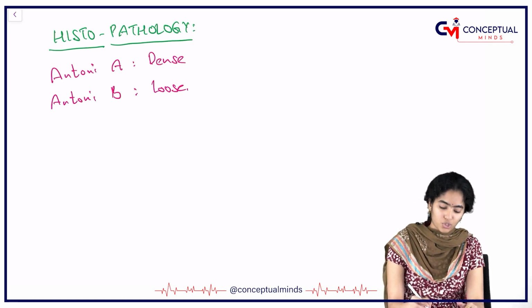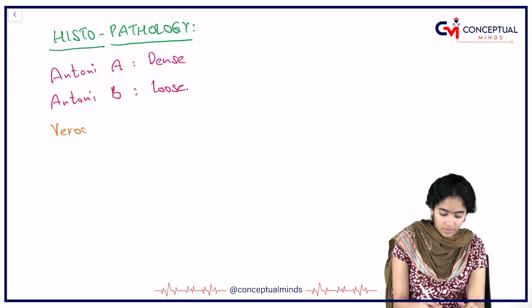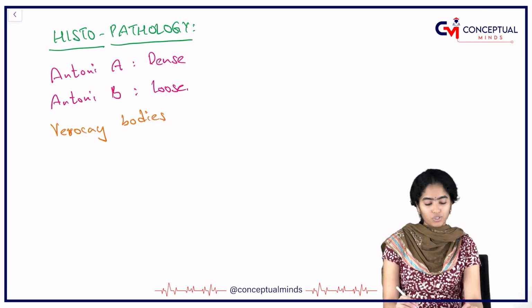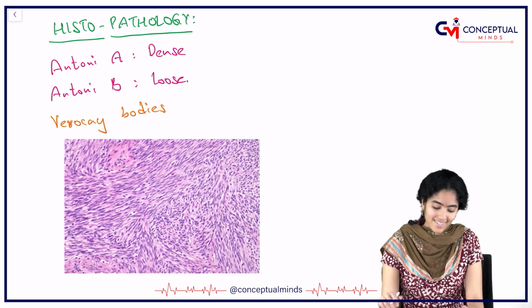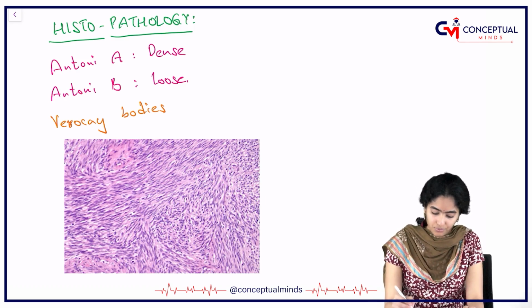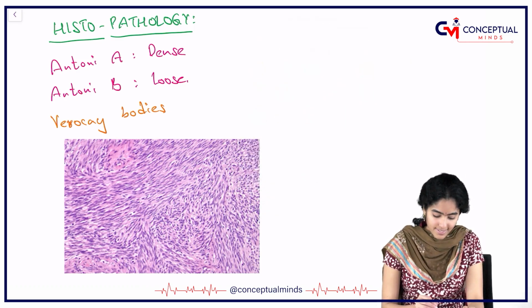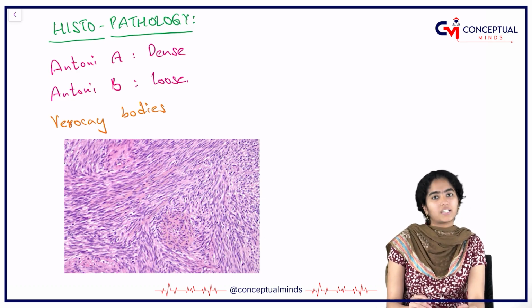And there are some special bodies called as Verocay bodies. These are specific to acoustic neuroma. Let me show you a picture of how this looks. So this is a picture of acoustic neuroma where you can see two types of zones. One is the densely packed area and one is slightly loosely packed cells.